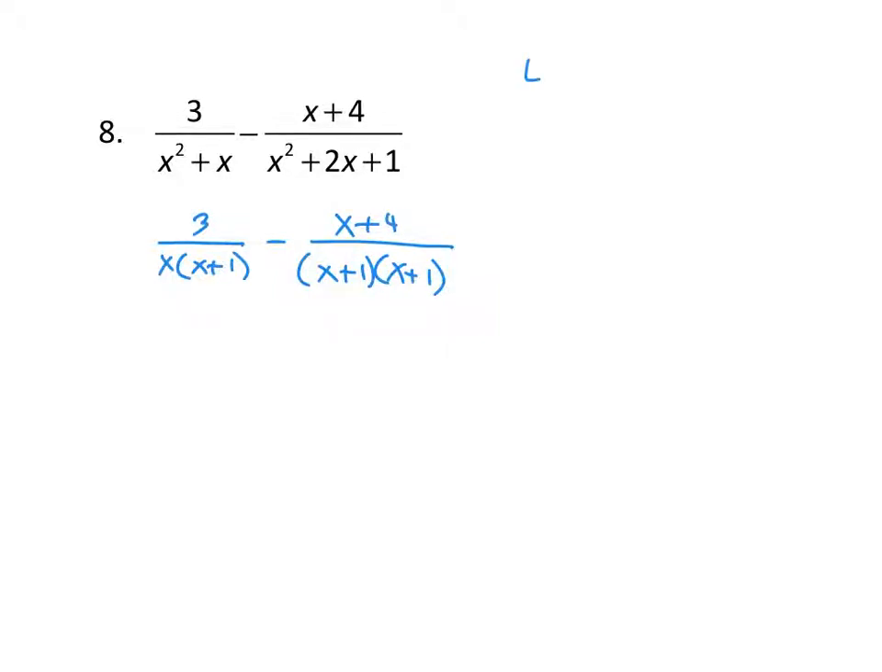So in my least common multiple, I am going to need x plus 1 twice. And I'm also going to need the x that shows up in the first one. Another way to write that would be x plus 1 squared times x. Okay, so the first fraction needs another x plus 1 over it, so I multiply by that over itself. The second fraction needs the x, so I multiply by x over x.